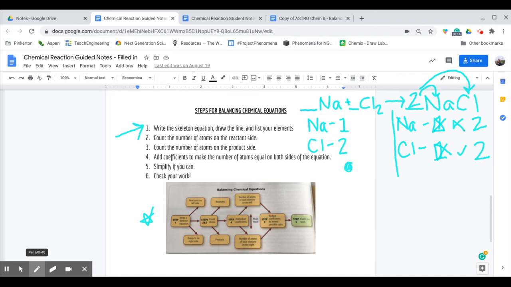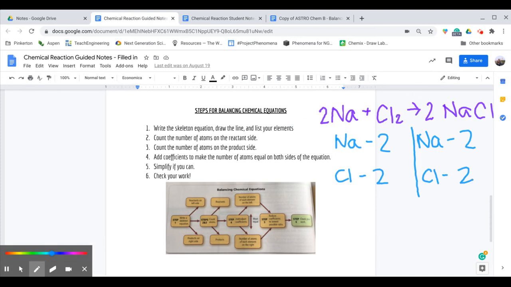So what I do to one side, I got to do to the other. So I need to balance my sodiums now. So if I have 2 over here, what number can I put in front of my Na to make this one a 2? You got it? A 2, because 2 times 1 gets you 2. So let me clean this up a little bit.